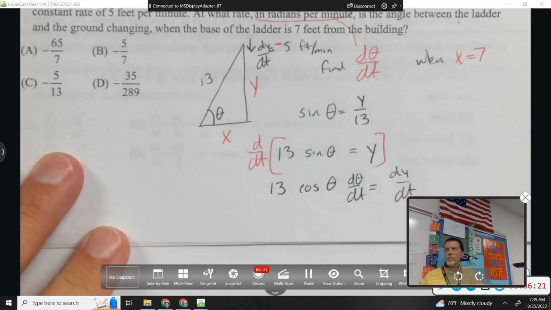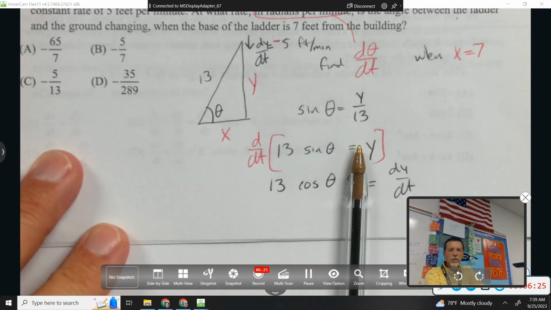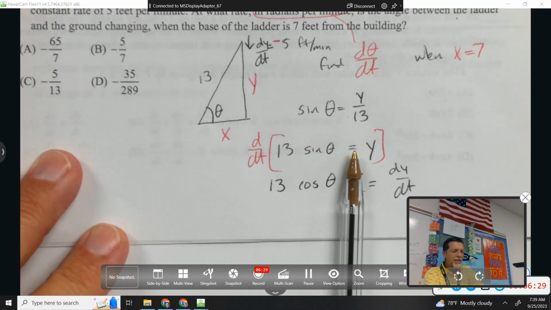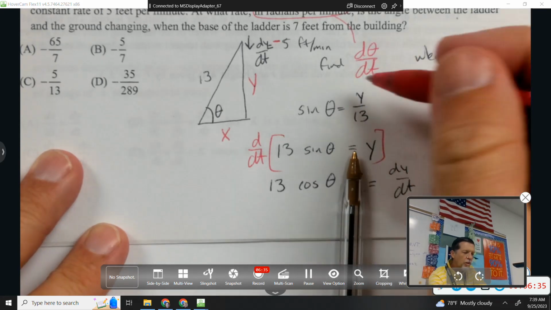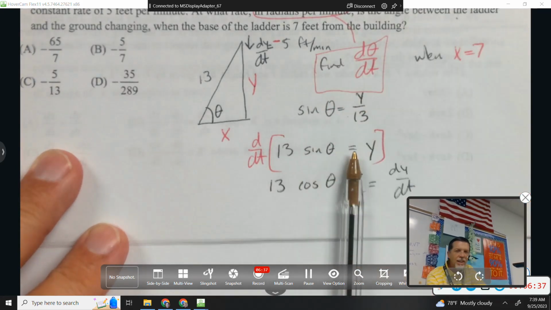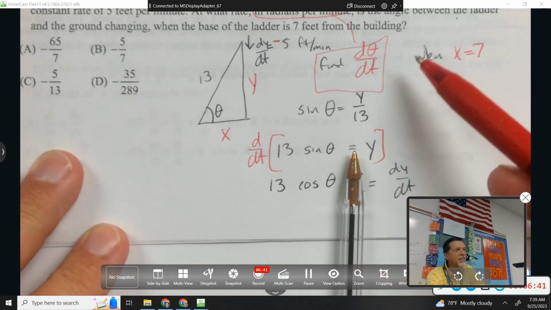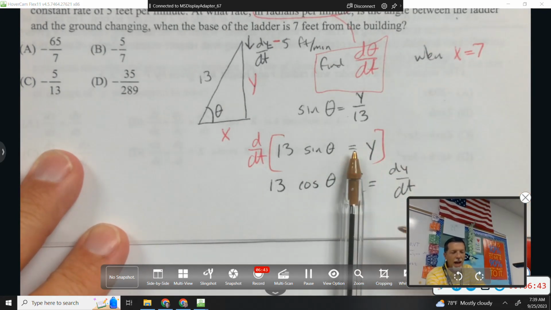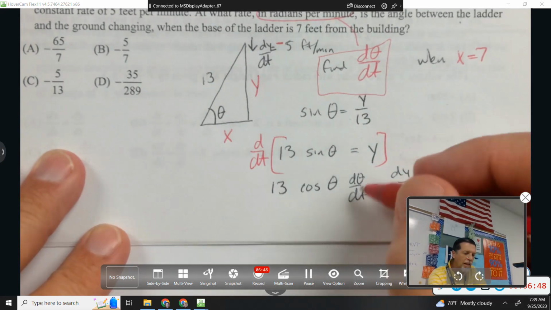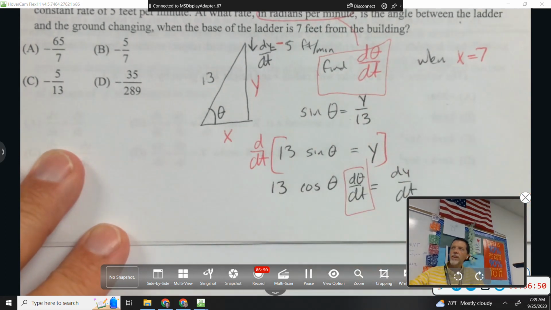Now there's sort of a built-in check on some of these. I'm worried you're going to forget the d theta dt, but on this problem, if you forgot the d theta dt, and so you're left with 13 cosine theta equals dy dt, and you know you're trying to find d theta dt, it's like, well, clearly something's not right here because you don't have a d theta dt. So hopefully if that happens, you realize, wait a minute, I need that d theta dt in there, and that's what we're looking for.